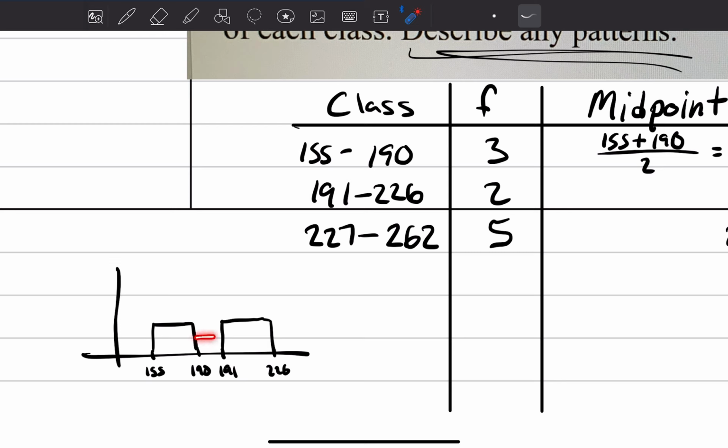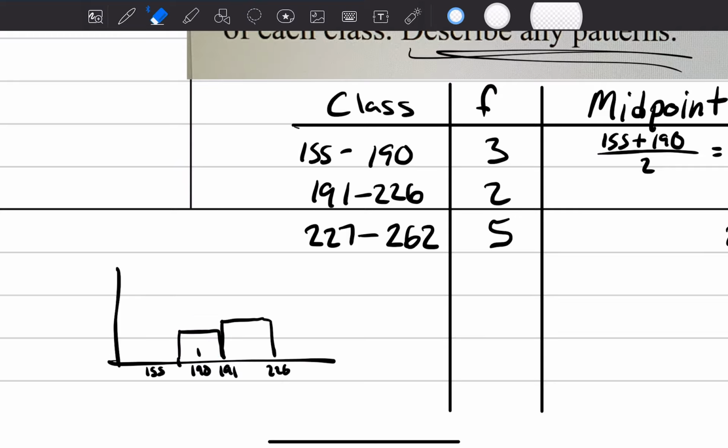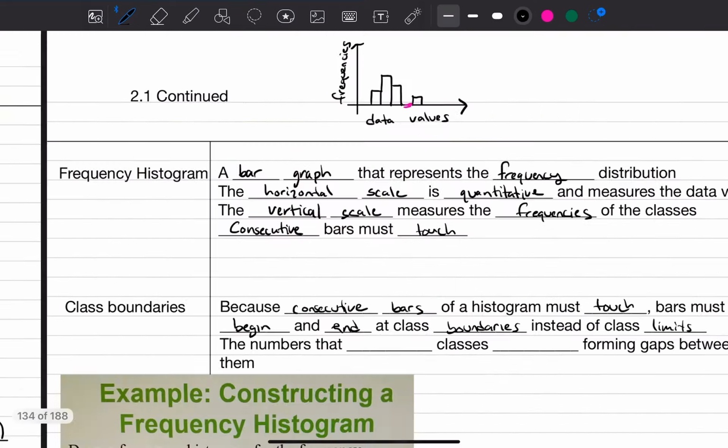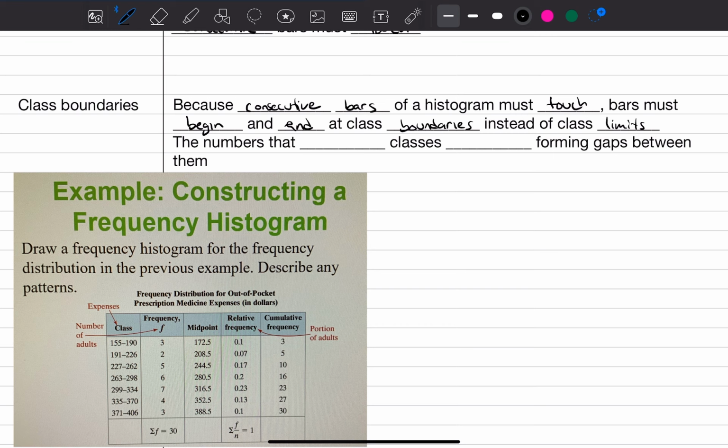Okay, this space here is a gap, right? So how do we handle this so that we can inherently move it closer so they can touch like that? Well, that's why we're going to need class boundaries. So these are the numbers that they're still going to separate classes, but they're going to make sure that they do not form any gaps between them.